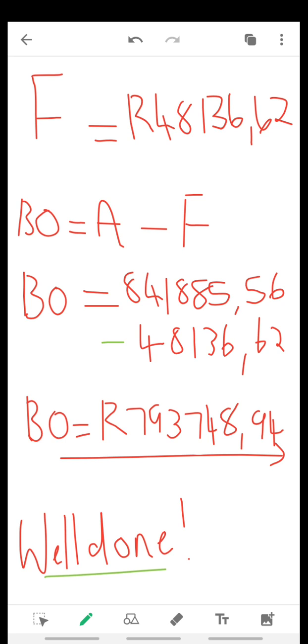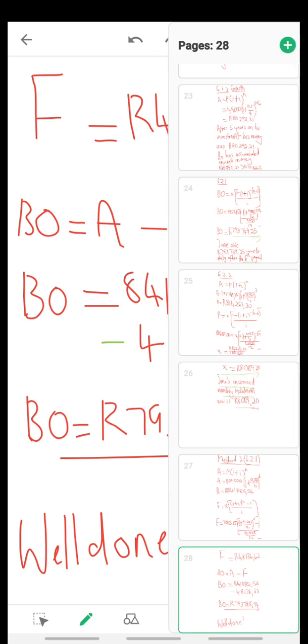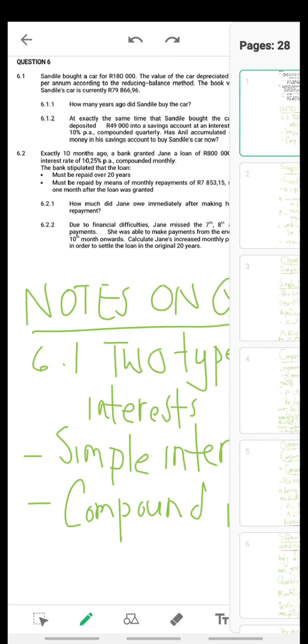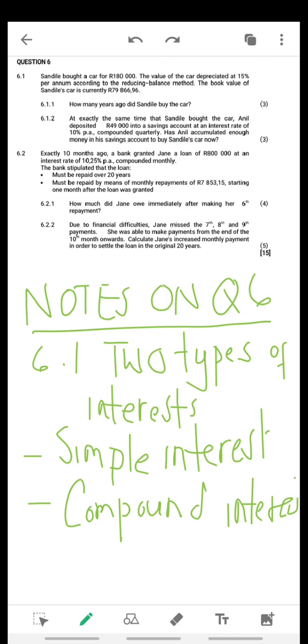Okay, well done, and that is how you were expected to do this problem. So please practice as many as possible questions on financial math, and also watch revision number 2, 3, and 4 on financial maths. Thank you.